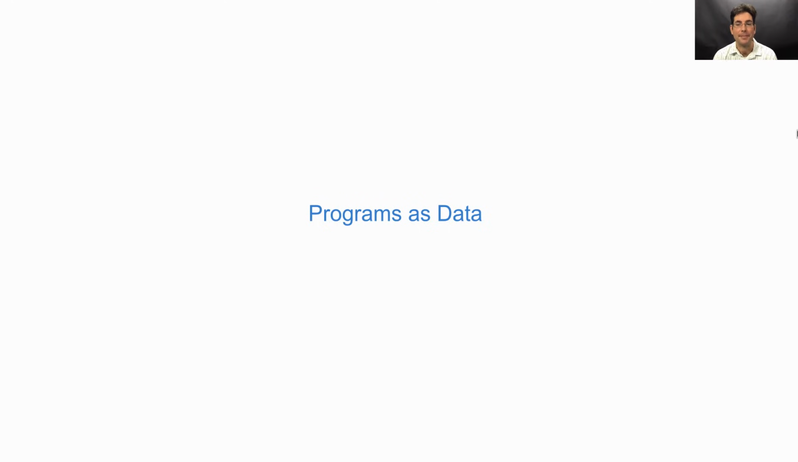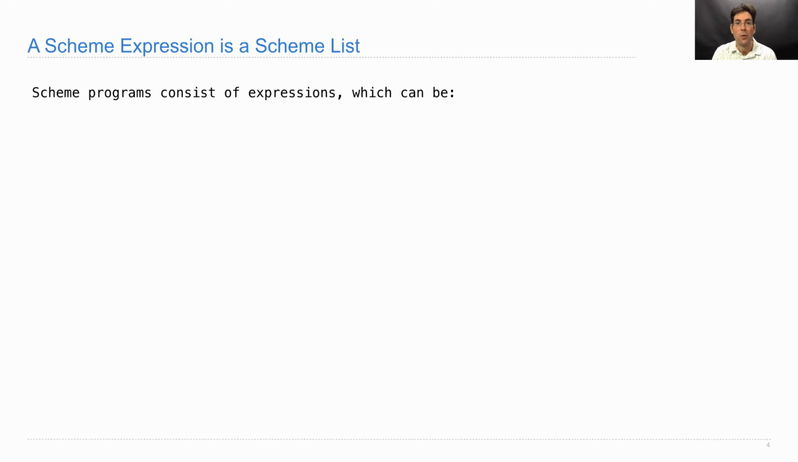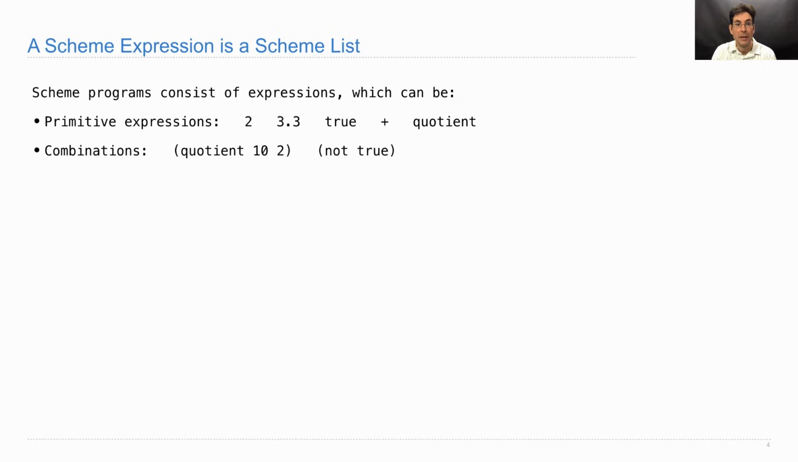Programs are data. Scheme programs consist of expressions. Those expressions can either be primitive expressions, just the number 2, 3.3, true, the symbol plus, the symbol quotient. But everything else is a combination, and each combination is a Scheme list. So here we have a list containing the symbol quotient, the number 10, and the number 2. Here we have the symbol not and the primitive true.